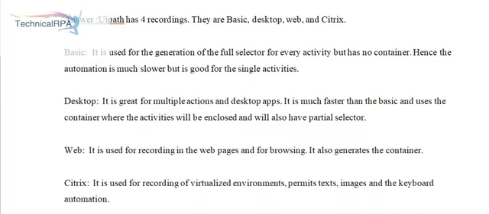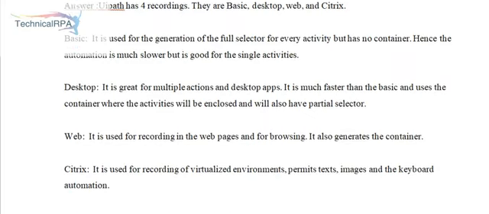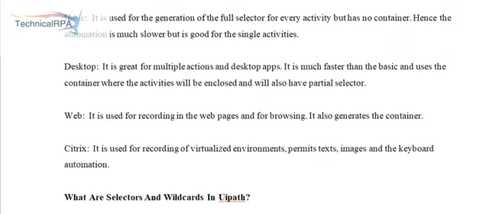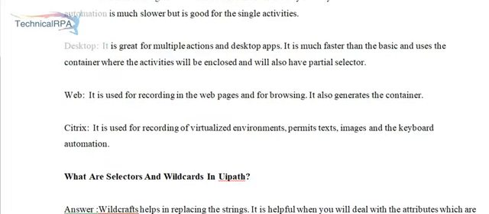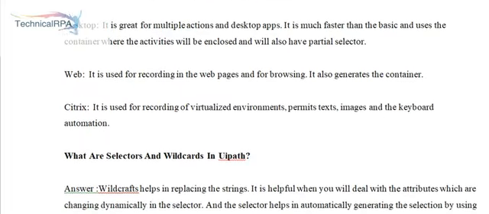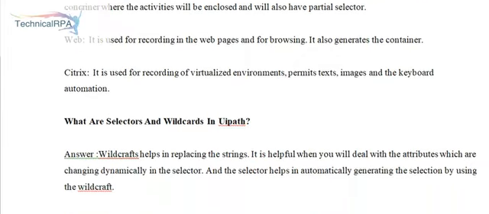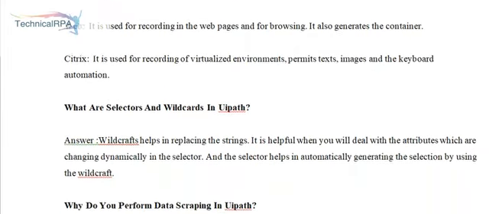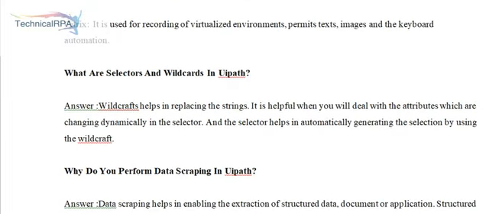Desktop: it is great for multiple actions and desktop apps. It is much faster than Basic and uses a container where the activities will be enclosed, and will also have a partial selector. Web: it is used for recording in web pages and for browsing. It also generates the container. Citrix: it is used for recording of virtualized environments, and permits text, images and keyboard automation.